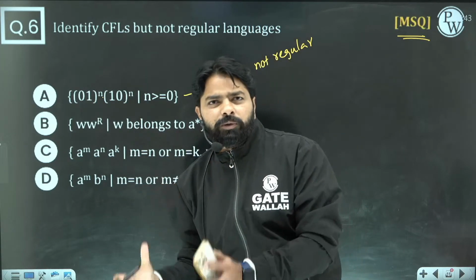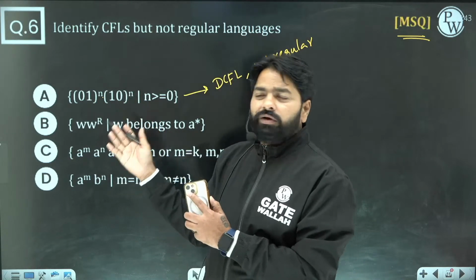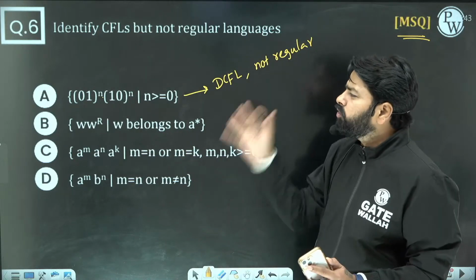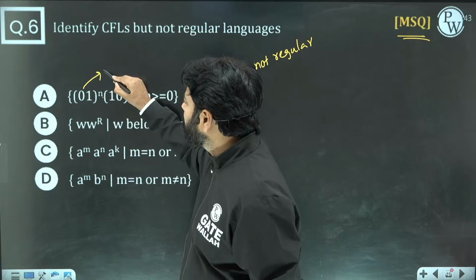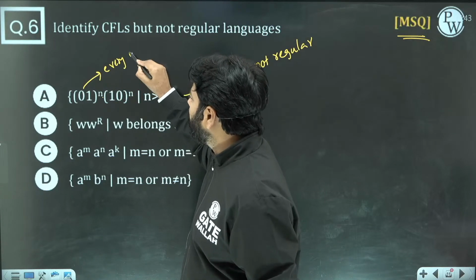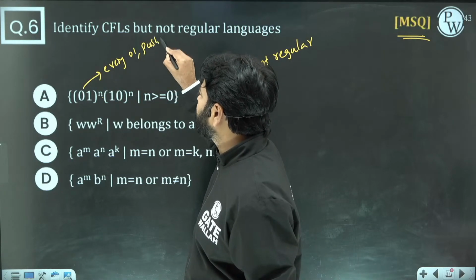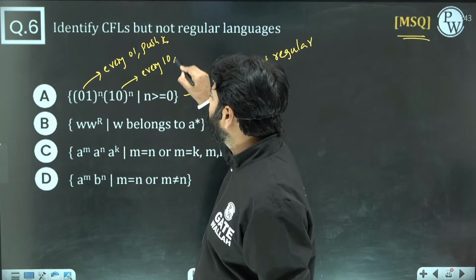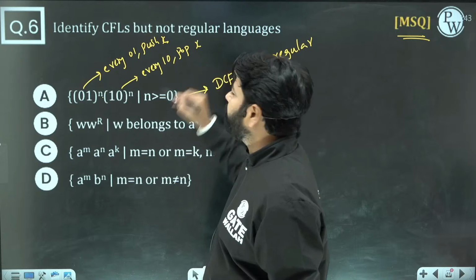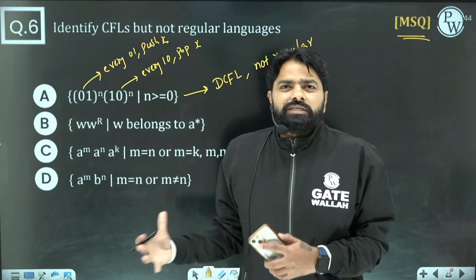First 0, 1 you will push, and the next 1, 0, right? You push all of them. Every 0, 1 push one symbol, let's say X. Now here what you do, every 1, 0 pop one X. That's enough because you decided, right?